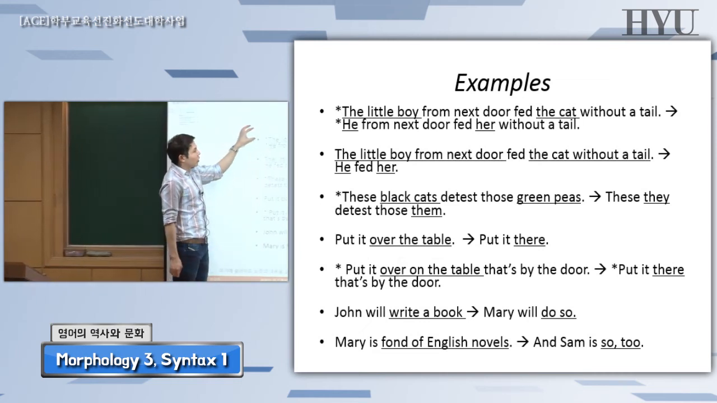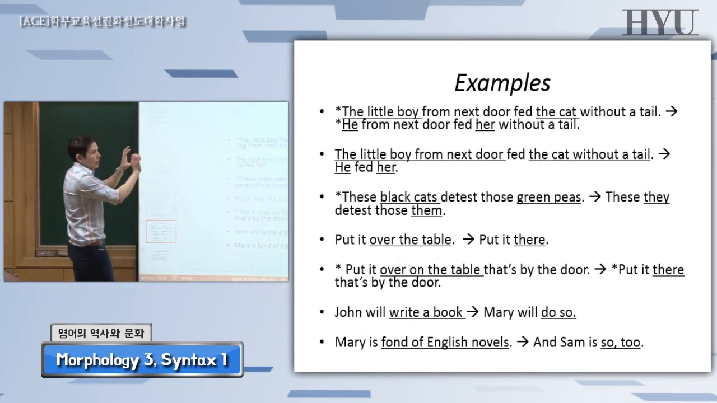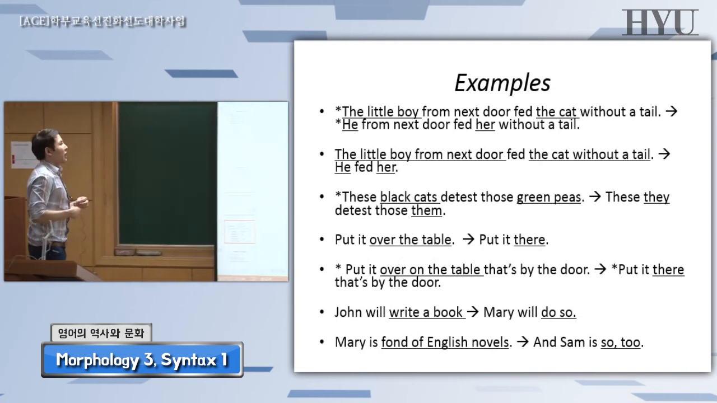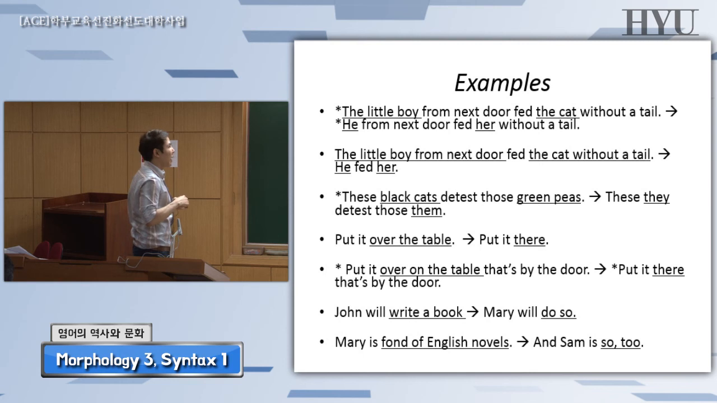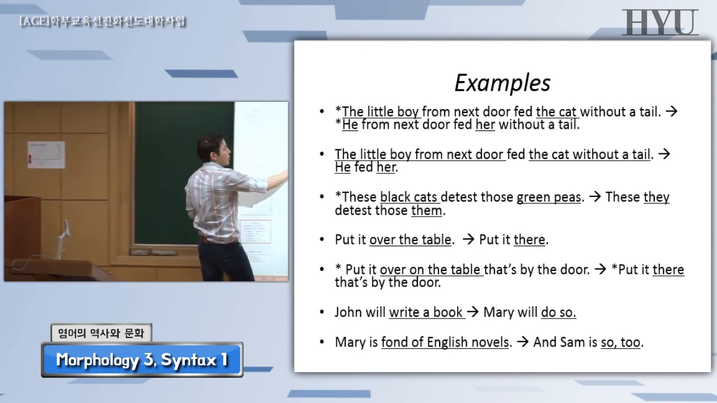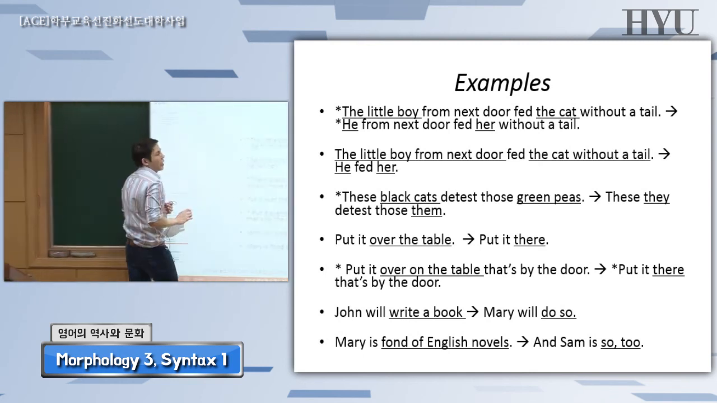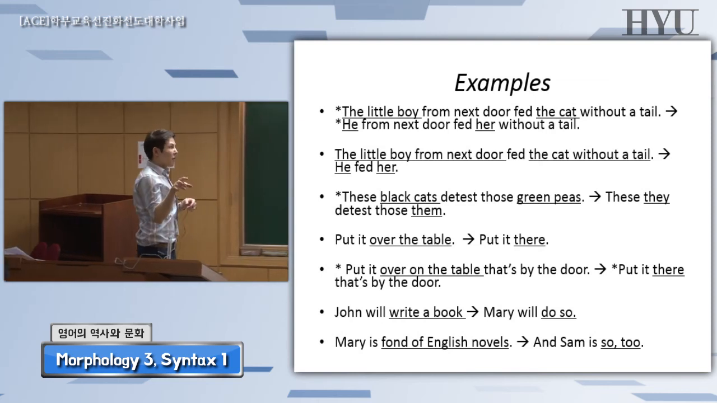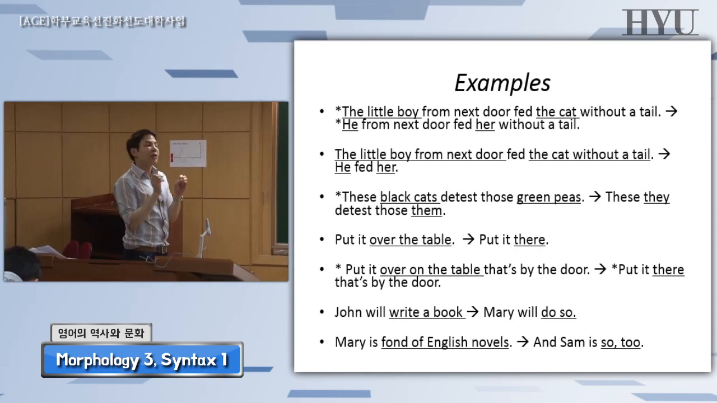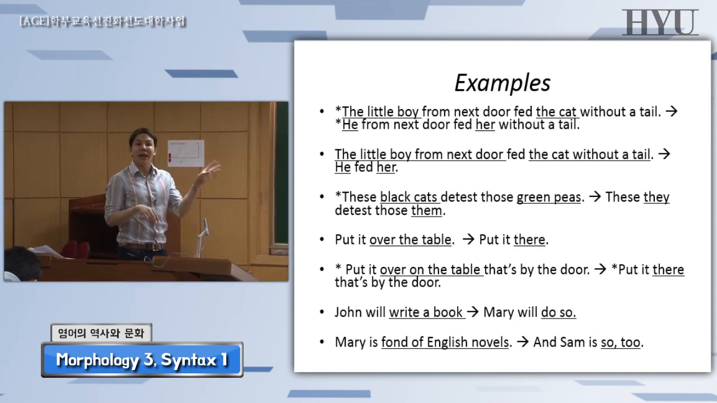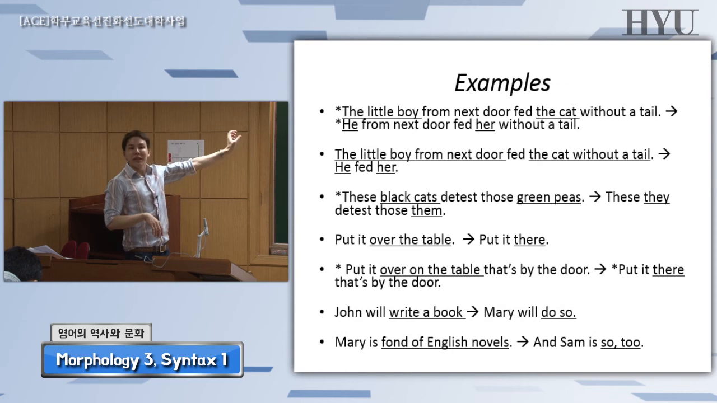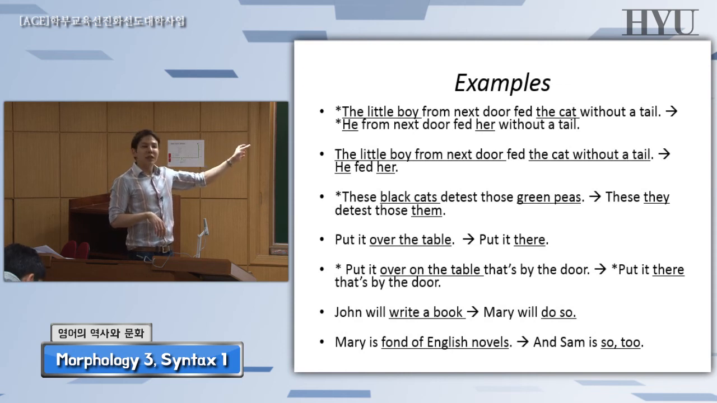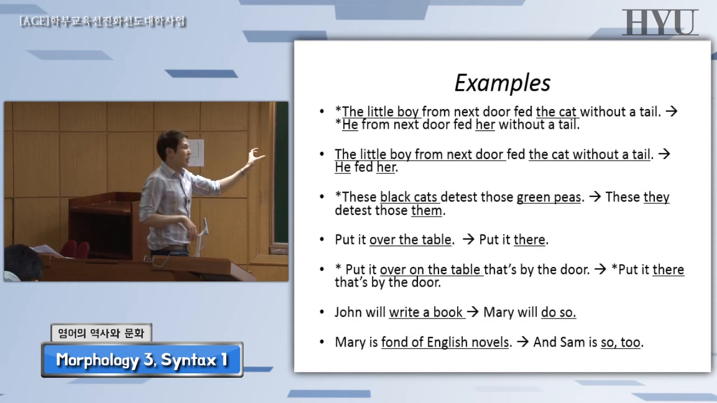So now, looking at the example sentence here. The little boy from next door fed the cat without a tail. Okay, now I underline only the little boy. The little boy by itself can be a phrase because you can say he, by itself, in isolation. It is a phrase, it is a constituent. But based on this example, this is not a phrase in and of itself.